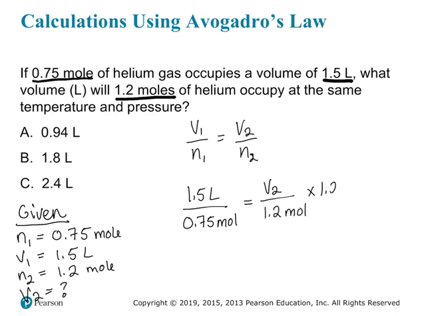All right, so now let's multiply both sides by 1.2. So moles will cancel on the right, and then they'll cancel on the left. So we'll end up with liters, which is what we want. That's a unit of volume. All right, so 1.2 times 1.5 divided by 0.75. That should give us a volume of 2.4 liters.